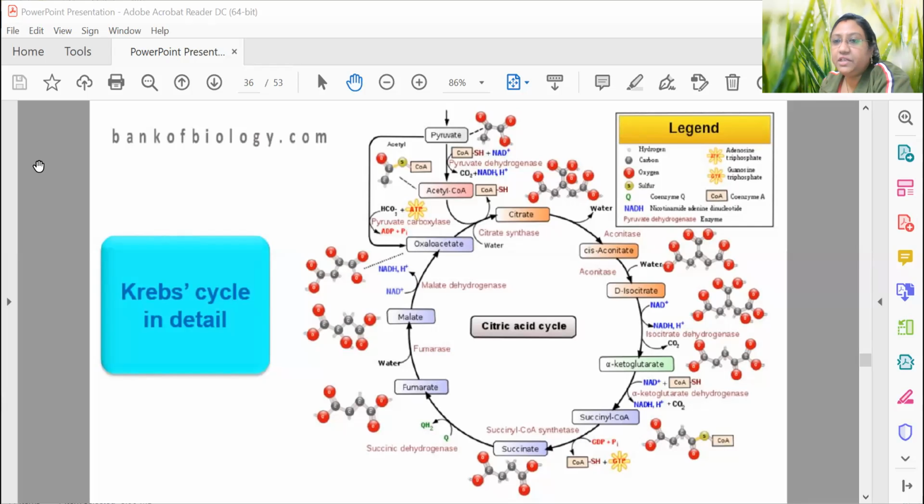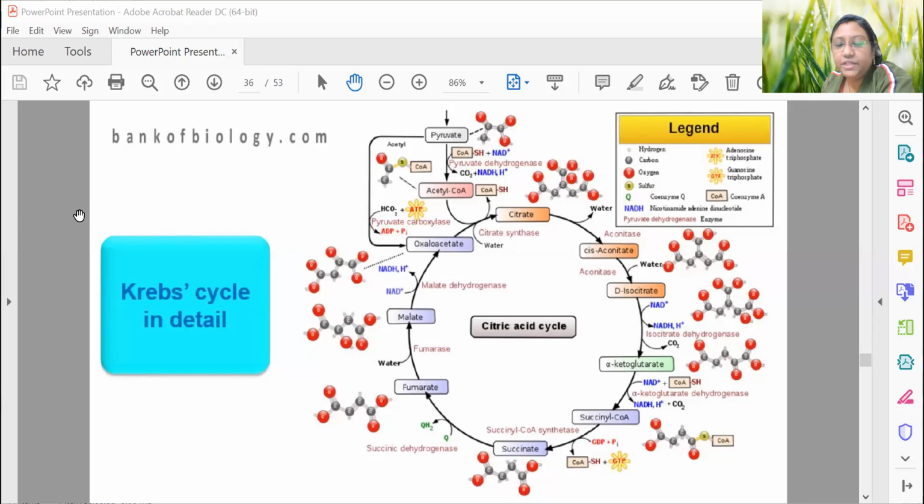So in our previous two lectures, we completed the glycolysis, and in the second lecture we completed the TCA cycle as well as the intermediate pathway. In this lecture, we are going to talk about the last part of respiration, without which respiration cannot be completed, that is the electron transport pathway or oxidative phosphorylation.